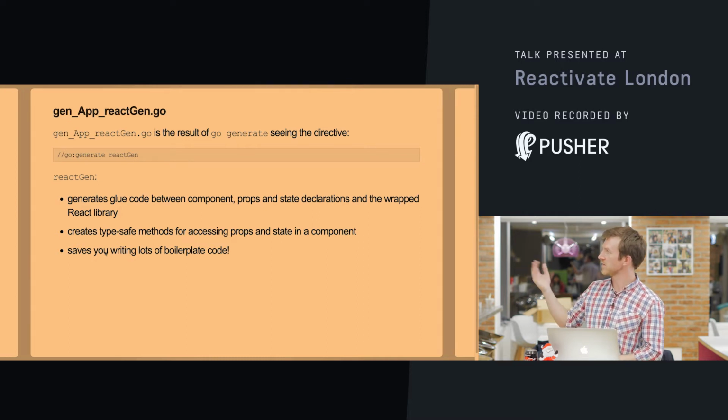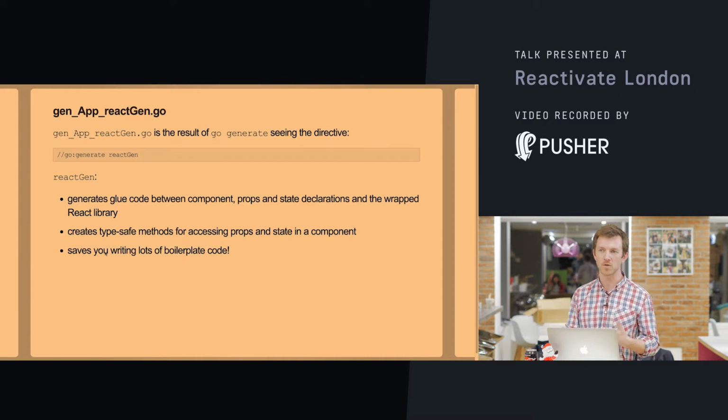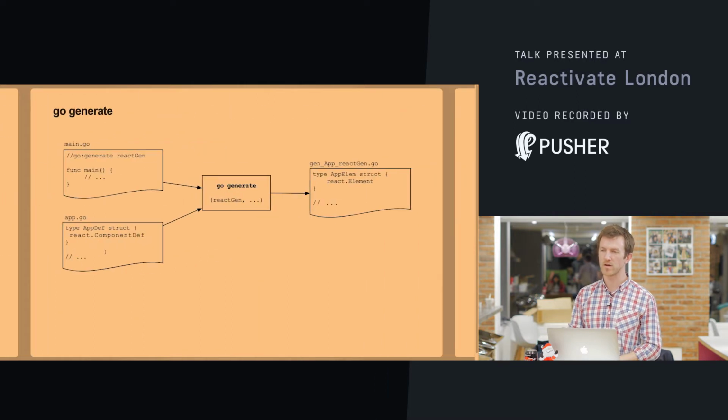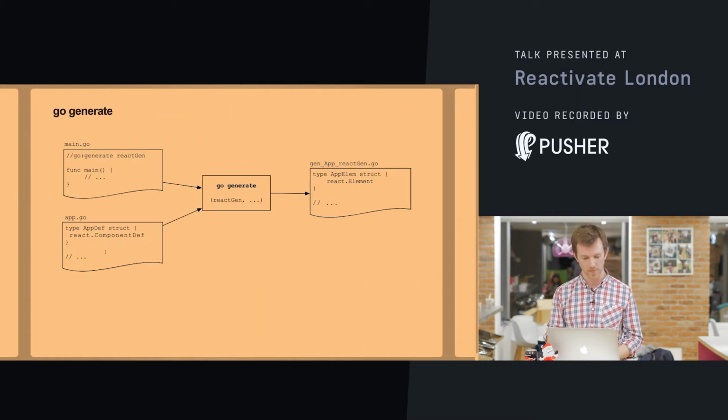It creates those type-safe methods, it says there, and saves you a whole load of what would otherwise be quite monotonous code that you don't have to do in the JavaScript or the TypeScript world, because those two languages are quite a bit more expressive. So let's take a quick detour into the world of Go generators. As I said, it's a code generation tool.